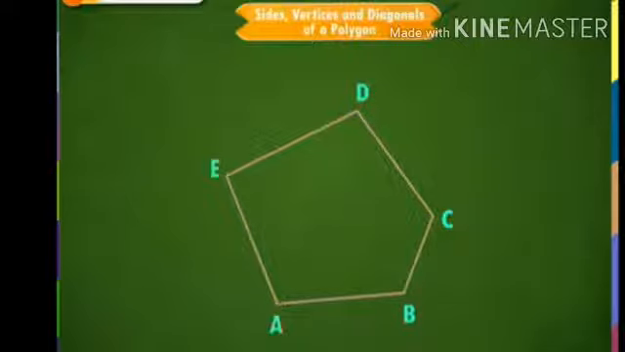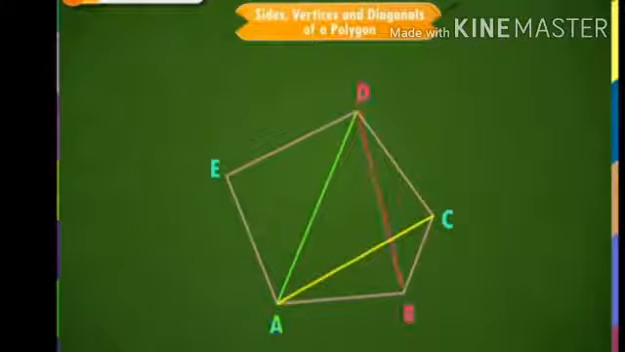The joins of pairs of vertices which are not adjacent are called the diagonals of the polygon. The diagonals of this polygon are AC, AD, BD, BE, and CE.